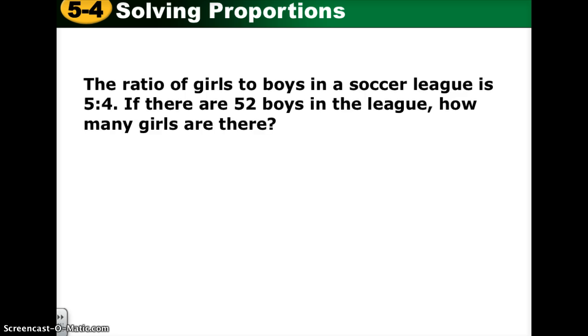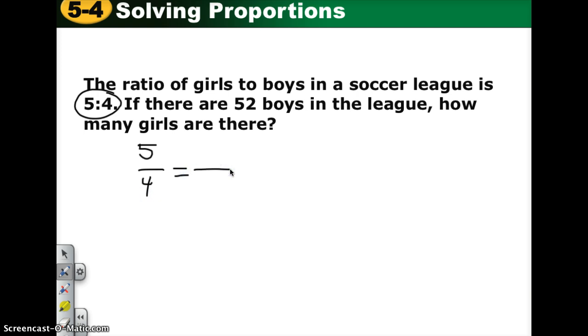The ratio of girls to boys in a soccer league is 5 to 4. If there are 52 boys in the league, how many girls are there? Think about how this could be written out. 5 to 4. One of the ways we said you could write ratios is with a colon. We could also write that as a fraction.